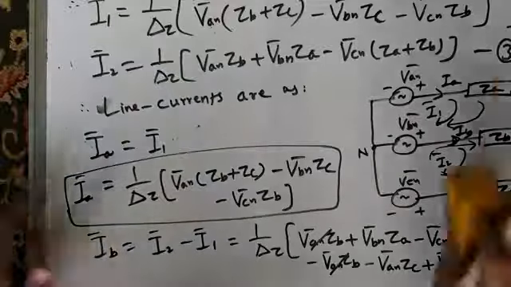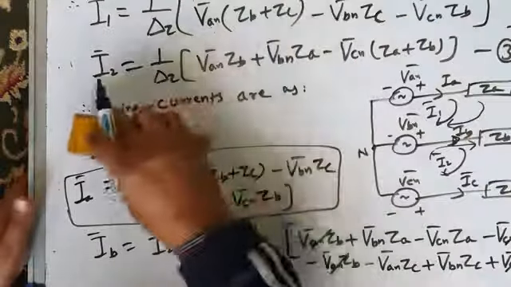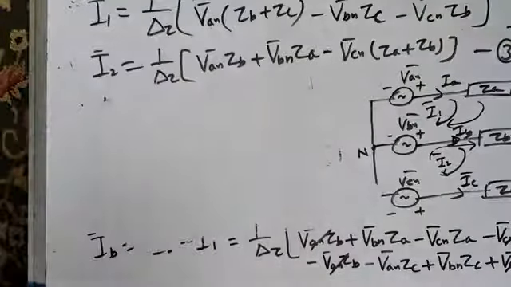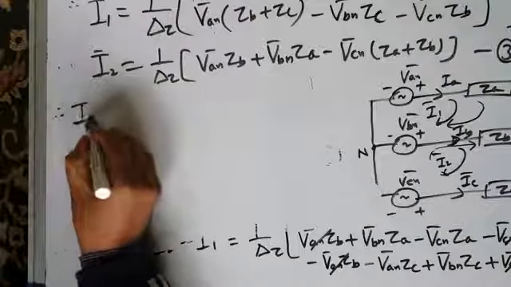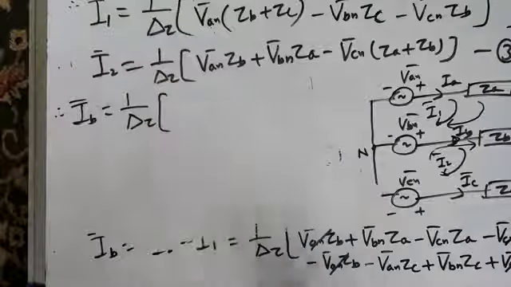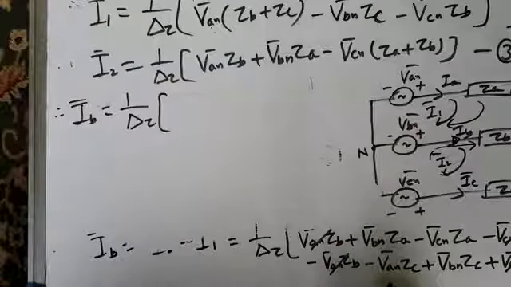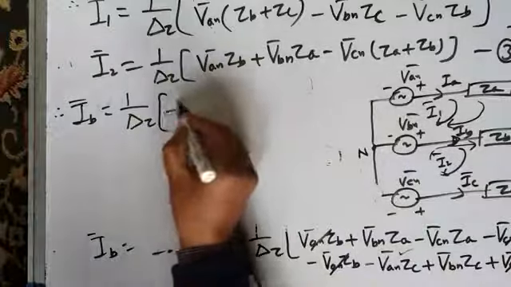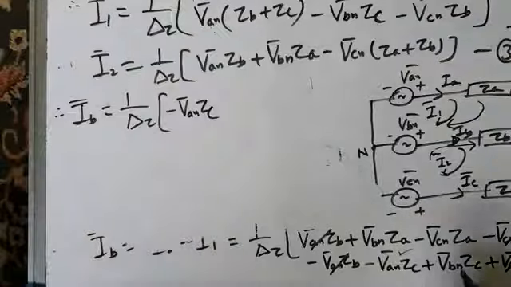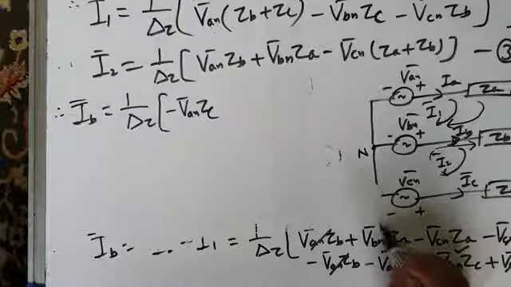So therefore you will get IB. So therefore what will be IB? Therefore line current IB will be 1 by delta Z times, let me find VAN term first. Okay, my first term is this, VA minus VAN ZA, minus VAN ZC, and then I will write VBN term. And where is VBN term? This is VBN ZC and this is VBN ZA.